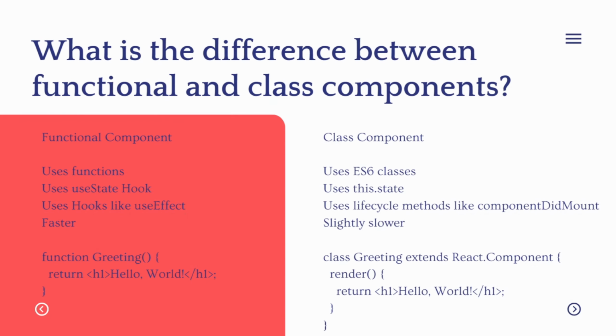Question 4. What is the difference between functional and class components? Functional component syntax uses functions. State uses the useState hook. Lifecycle uses hooks like useEffect. Its performance is much faster compared to class components. This is an example for it. And in class components, it uses ES6 classes, uses this.state as state, and uses lifecycle methods like componentDidMount. It is slightly slower than functional components. So here is an example for it.